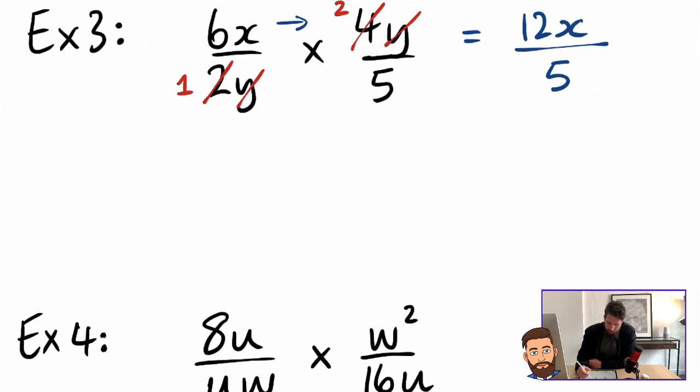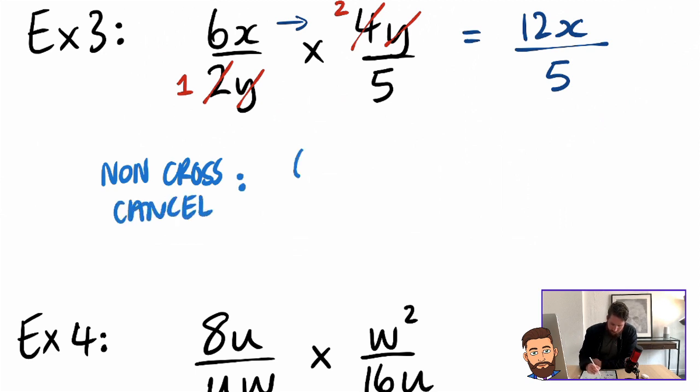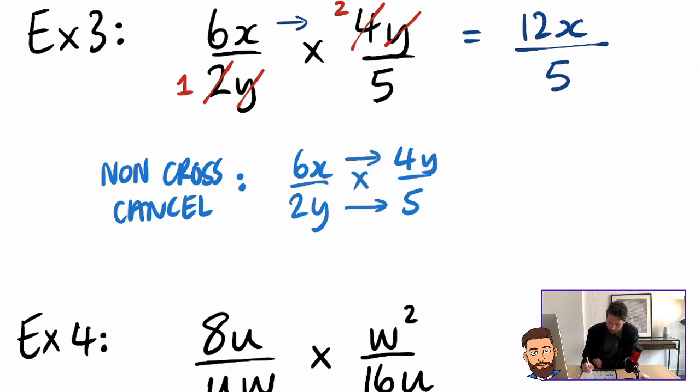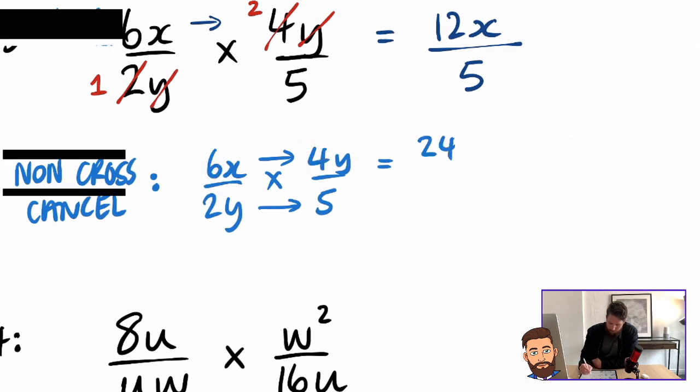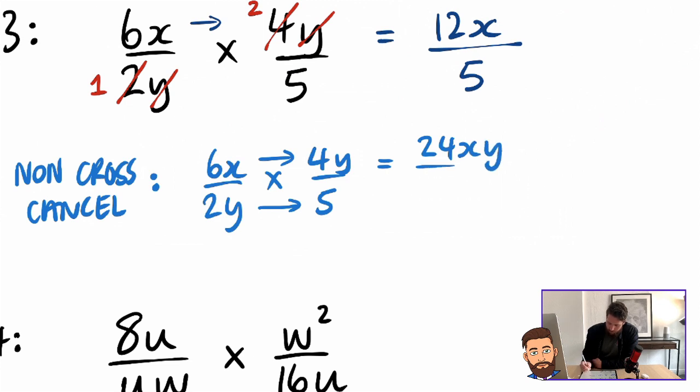Alternatively, again, let's write non-cross cancelling. So we'll show you the method again with no cross cancelling. Okay, so non-cross cancel. What would that give us? Well, we would have 6x over 2y times 4y over 5. So if you don't like the cross cancelling, you can still just multiply across. You just have to be careful. 6 times 4 is 24. And then x times y is xy over 2y times 5 would be 10y.